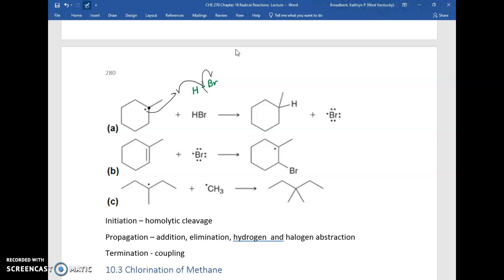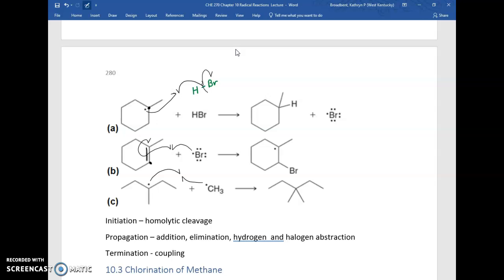In the second one, we're going to break this pi bond, and we're going to make a bond between this carbon and the bromine. So in the pi bond, one of the electrons is going to go live on this carbon over here, and the other electron is going to combine with our radical. The third example, we're making a bond. We're not going to break any bonds at all. This is a coupling, so we'll only need 2 arrows. The lone electron there will combine with the lone electron here and make the bond.